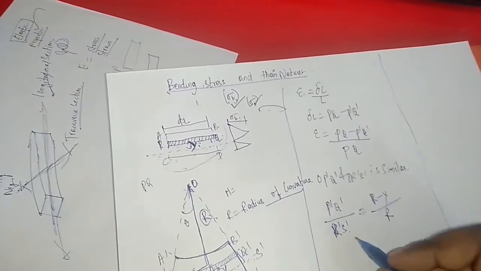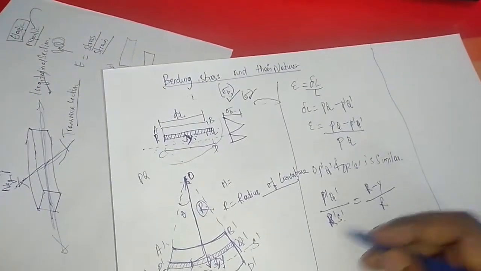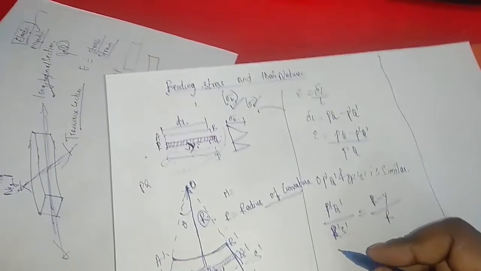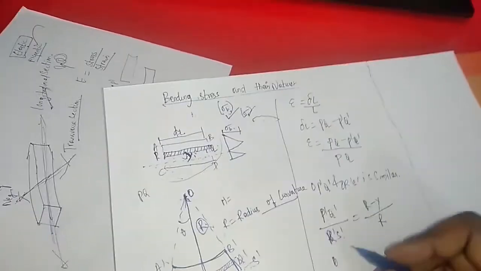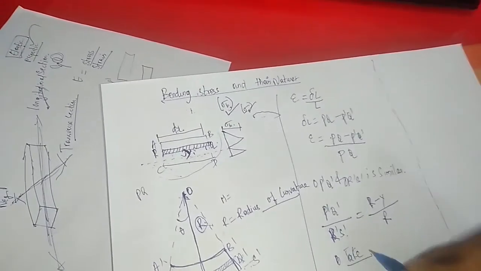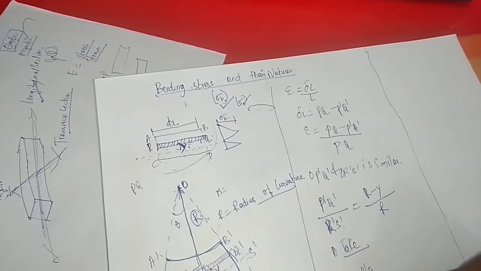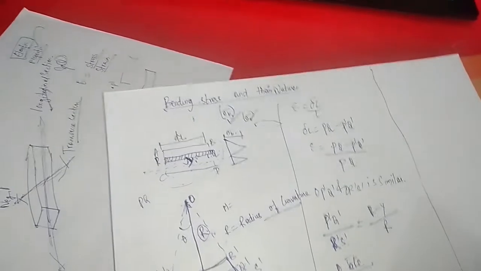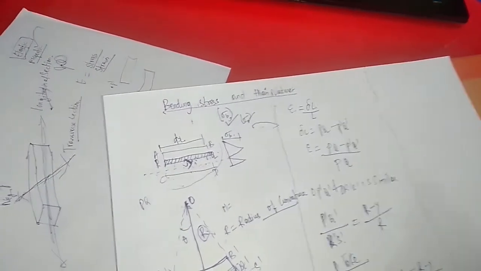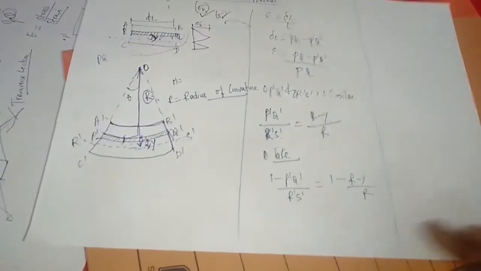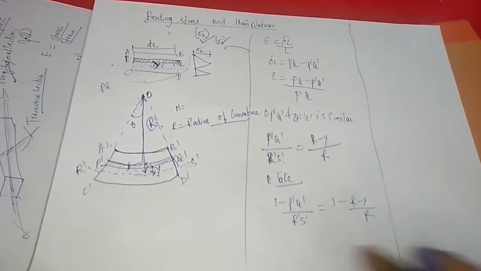So now we are going to take both sides and subtract from 1. We take it like this: 1 minus P dash Q dash by R dash S dash is equal to 1 minus (R minus Y) by R. We are going to take minus of 1 on both sides.